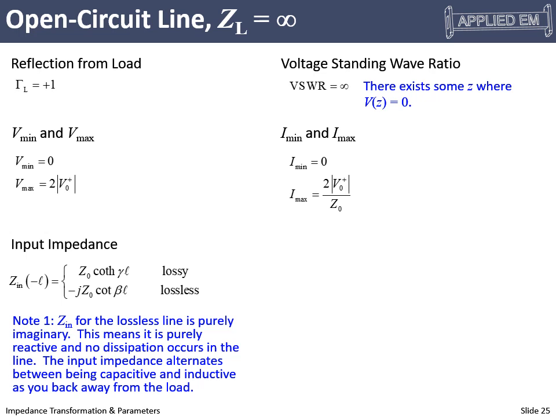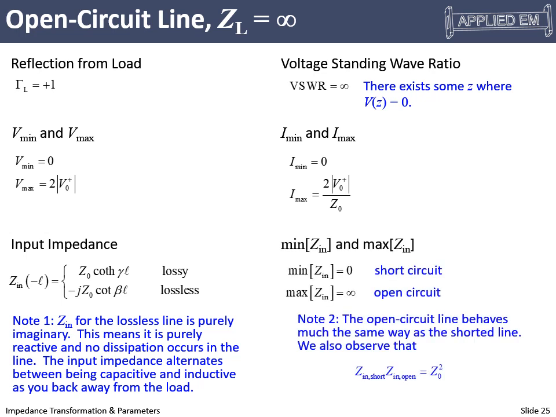If we're driving a capacitor, as we back up, it'll look like an inductor, then a capacitor again, then an inductor again, as we're backing up. And the range of input impedances that we scan through goes all the way from a short circuit to an open circuit.